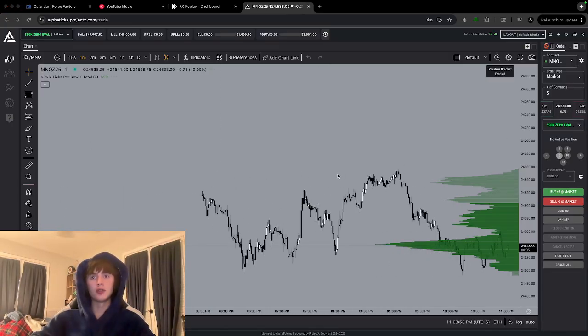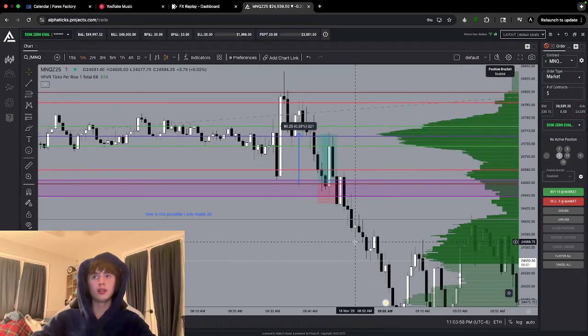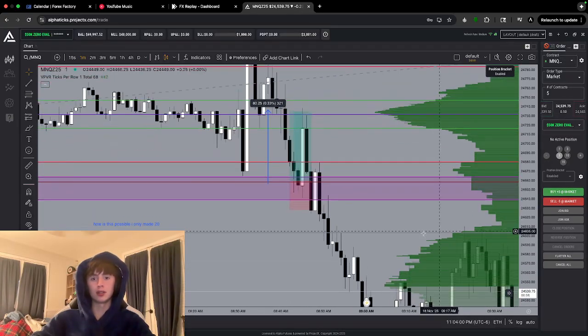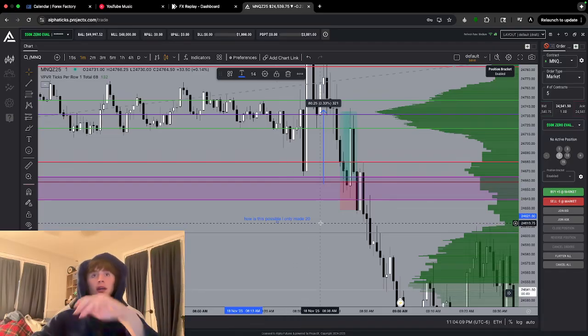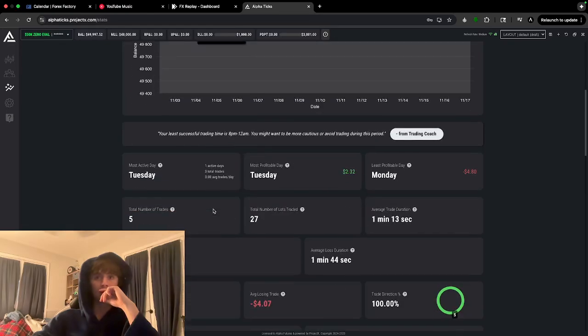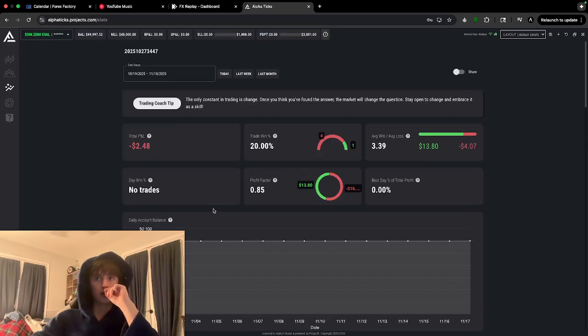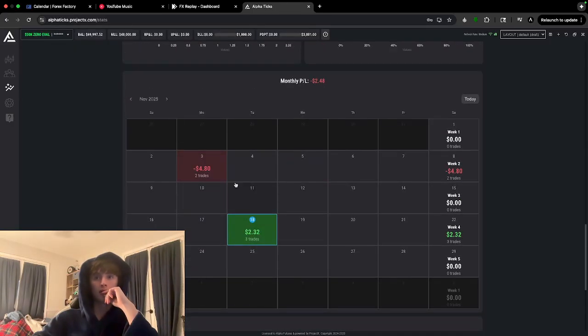Alright, so this right here is the trade that I took. You can see this text right here. It says, how is this possible? I only made $20. Because that's true. Performance stats. I'll tell you what all this means.